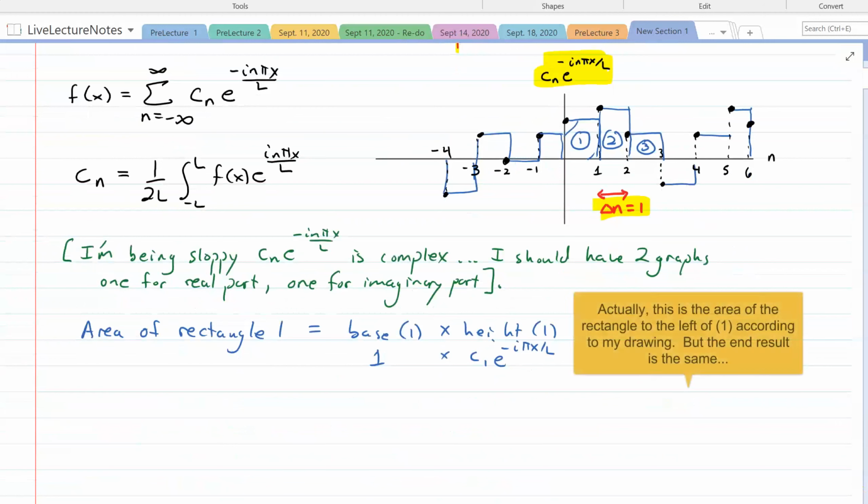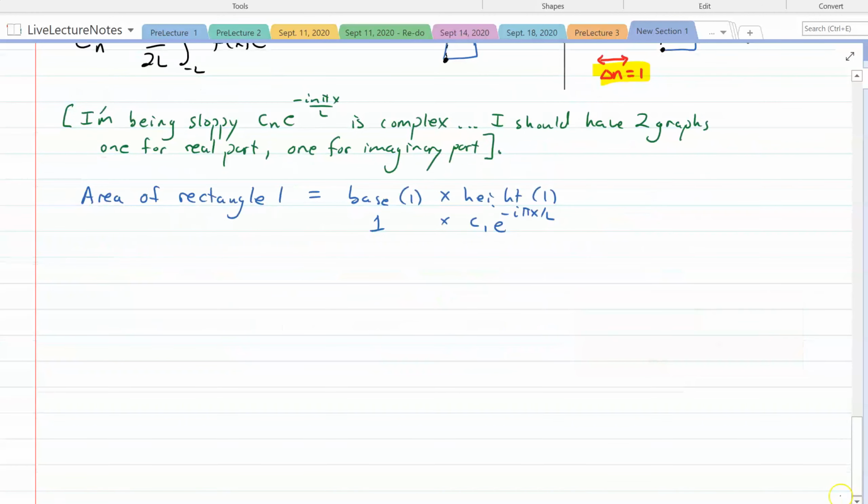Right? And then I could do the same thing for rectangle 2, for example. The area of rectangle 2 would be equal to 1, the base, times C2 e to the minus I pi times 2 times x over L, right? And so on.